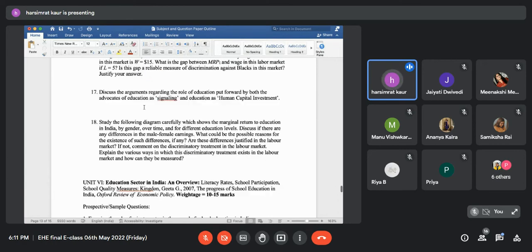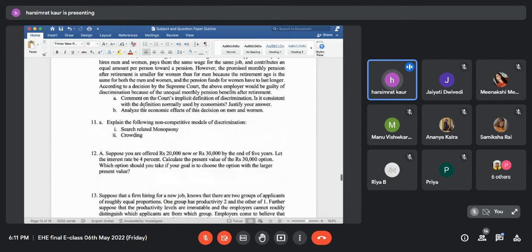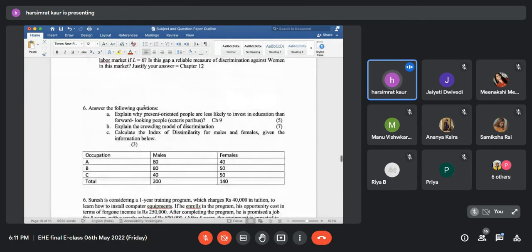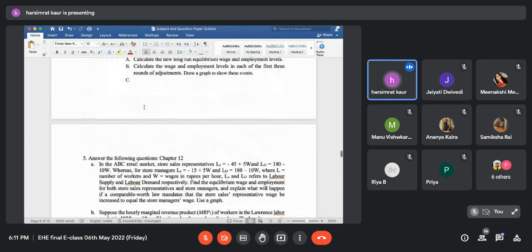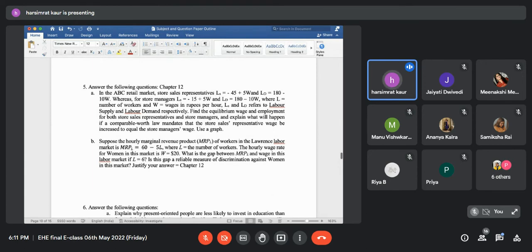So all the questions have been covered. Now just revise, and these are certain extra questions which you can do or revise by practicing from this data set. So guys, again this question, same question: MRPL, wage rate, labor 6. Is there any discrimination or not? Then again, 2 types of market, store manager and some other.